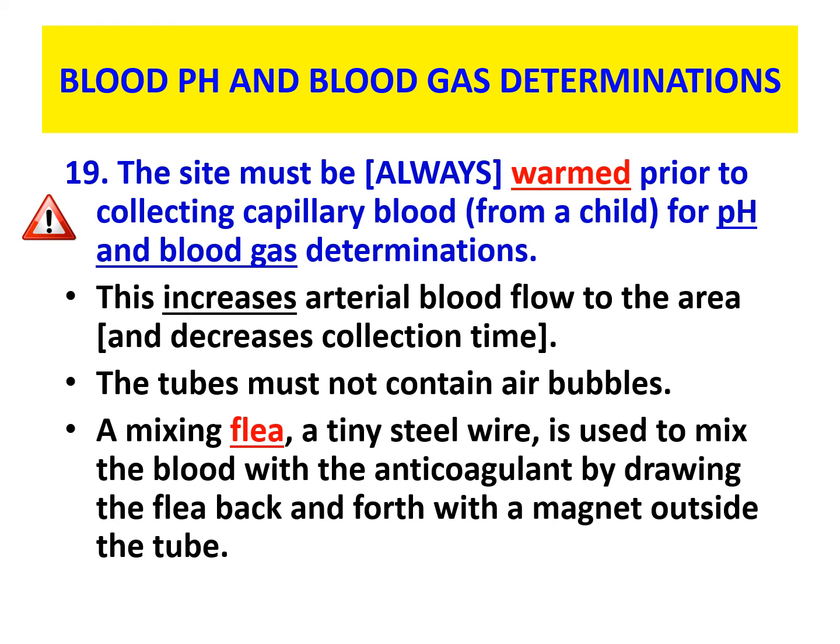And it comes with what they call a mixing flea, and they call it a flea because it's a little bitty, teeny, tiny steel wire, right? Once you've collected your blood in that Nadelson tube, then you place that tiny wire in there, and it's used to mix the blood with the anticoagulant by drawing the flea back and forth down that tube with the magnet outside the tube. So obviously the tube will be sealed, right? You put that flea in there, use the magnet that is now on the outside of the tube, and you run it back and forth down that tube, and it mixes that anticoagulant with the blood, okay? So remember that mixing flea.